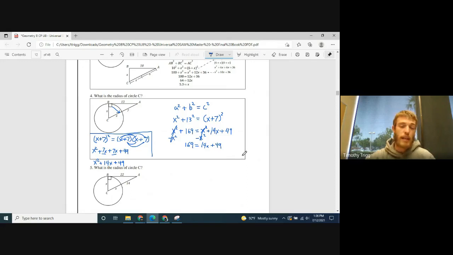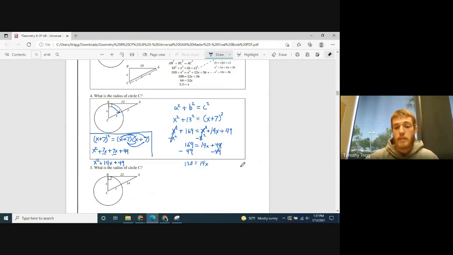Now I still want to get x by itself, so my next step would be to subtract 49 from both sides. Hopefully you're following along and writing everything that I write. Over here on the left, 169 minus 49 is 120. And on this side, 14x.